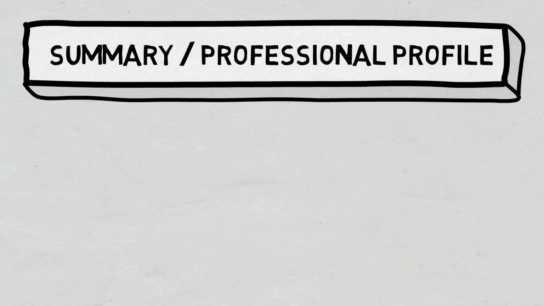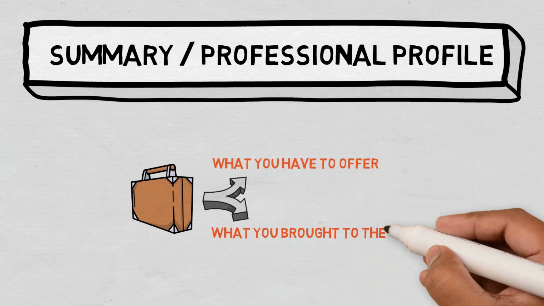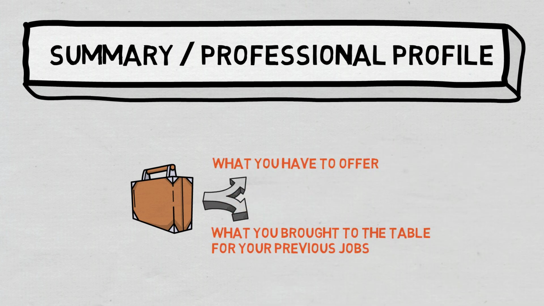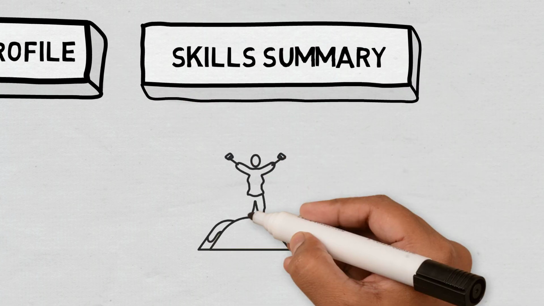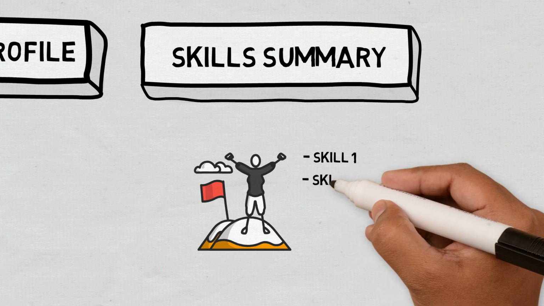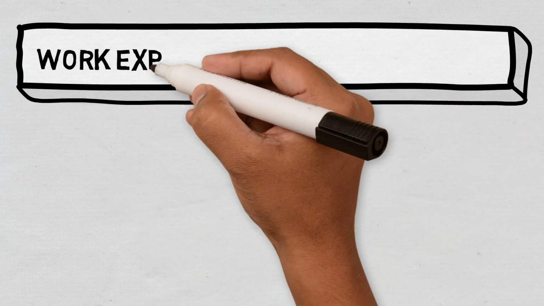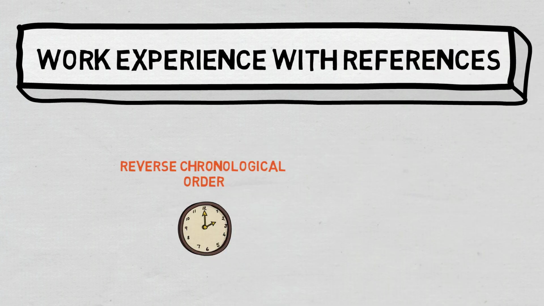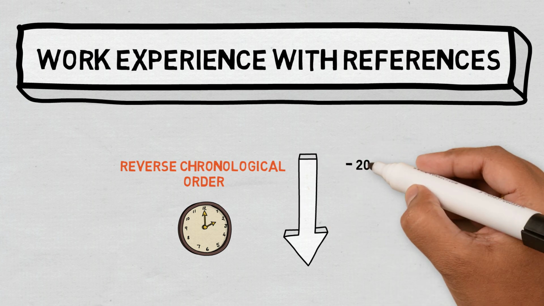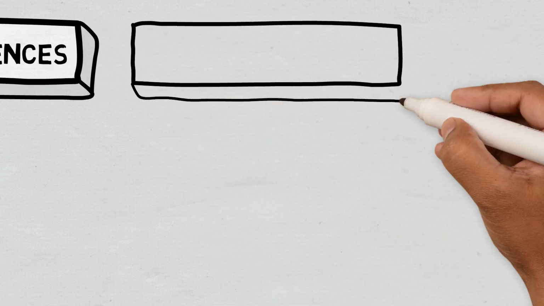A summary or professional profile about yourself. This is a summary of what you have to offer and or what you have brought to the table at previous jobs. A summary of your skills. These are usually bullet points that clearly state what skills you have obtained. Work experience with references to each job. Just make sure you are ordering these in reverse chronological order, which means from the most recent job going backwards.